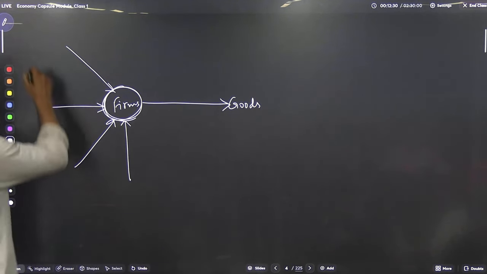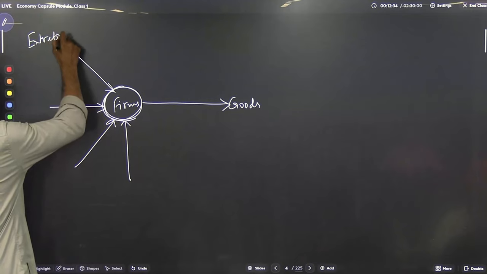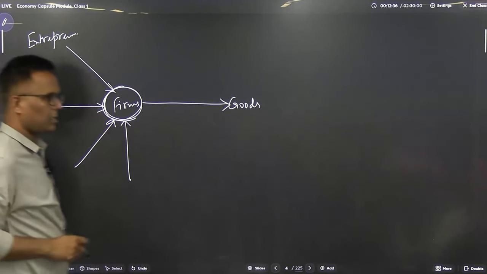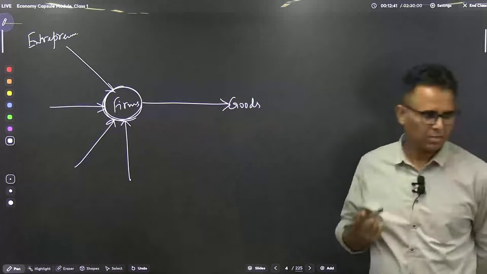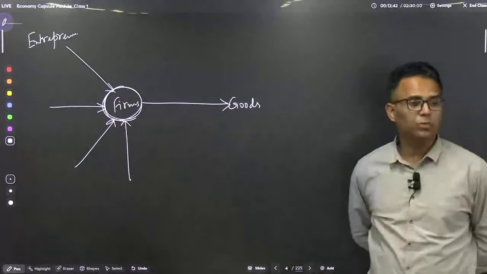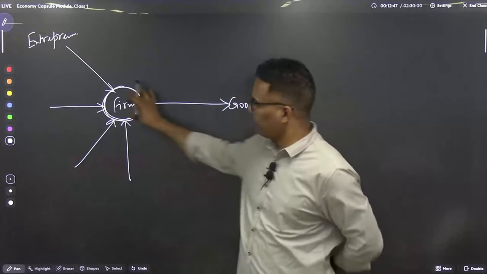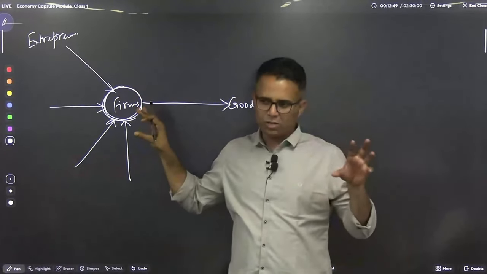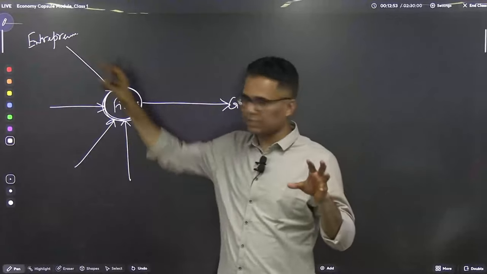Now this firm requires an entrepreneur. Now the entrepreneur belongs to which sector? Household sector. He is a human being. This belongs to private sector. The entrepreneur belongs to household sector, because the entrepreneur is a human being, so he belongs to household sector.